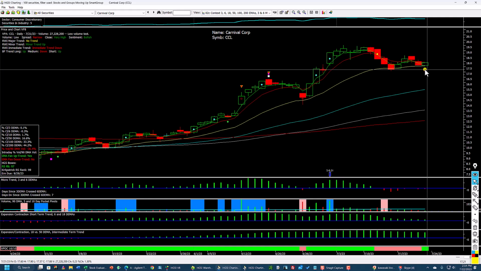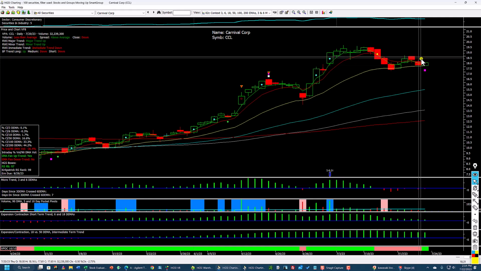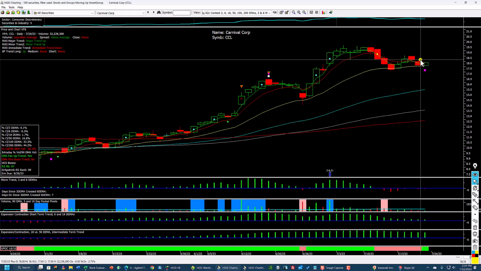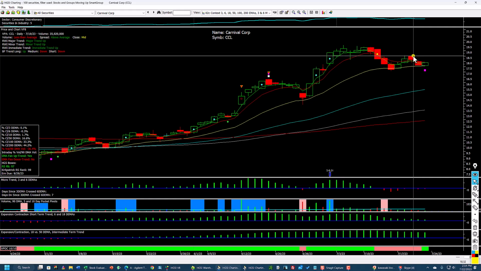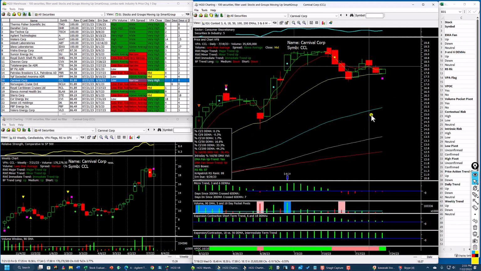And if this stock takes out this high, or better yet, this high right here, this would be a confirmed pivot. And at the same time, if it's doing that, the 3 would be crossing above the 6. I pointed out that the volume point of control was already positive. So this is a stock that I'm going to consider for a trade next week.